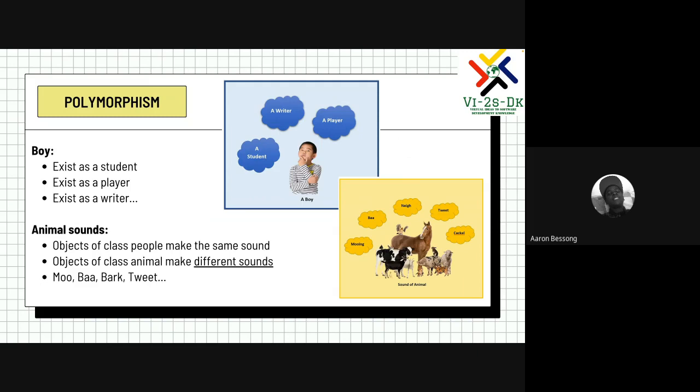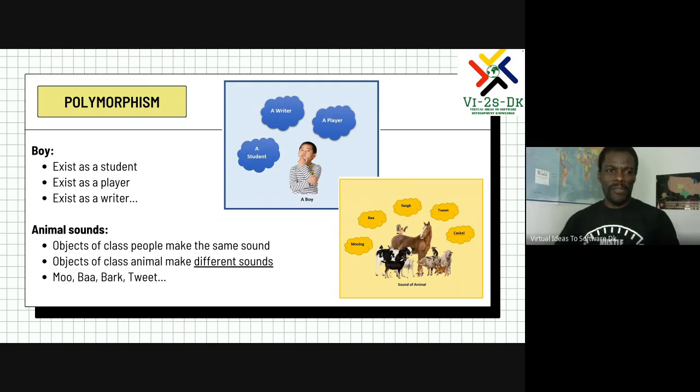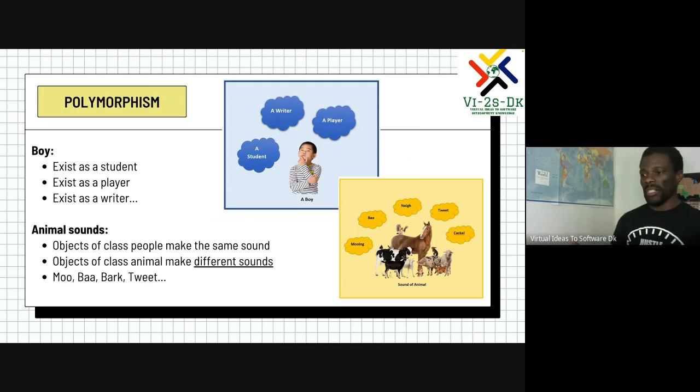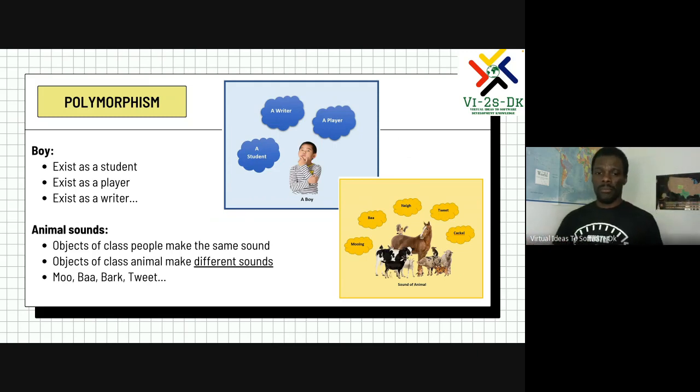Can you just one more time, please? Yep. So for polymorphism again, let's put it this way. Polymorphism is the ability for that particular entity to exist in many forms, right? So you can make changes. For instance, the boy in a real world example can be a student, can be a player, can be a writer. So the boy can exist in different ways in different situations.